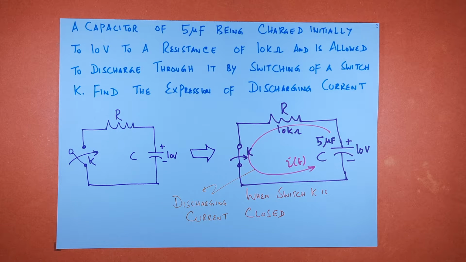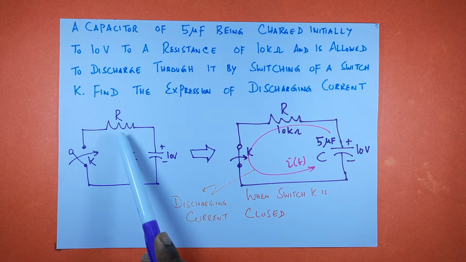A capacitor of 5 microfarad being charged initially to 10 volts to a resistance of 10 kilo ohm and is allowed to discharge through it by switching off a switch K. Find the expression of discharging current. So this is the problem.